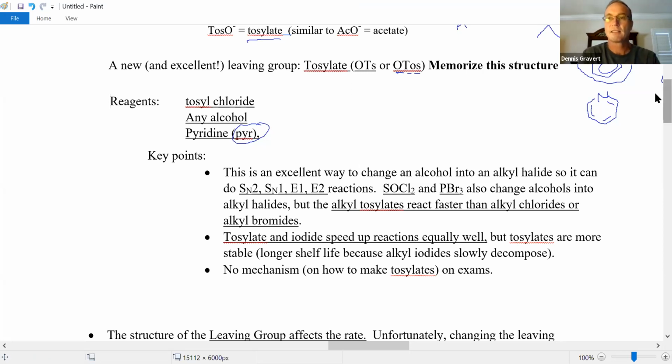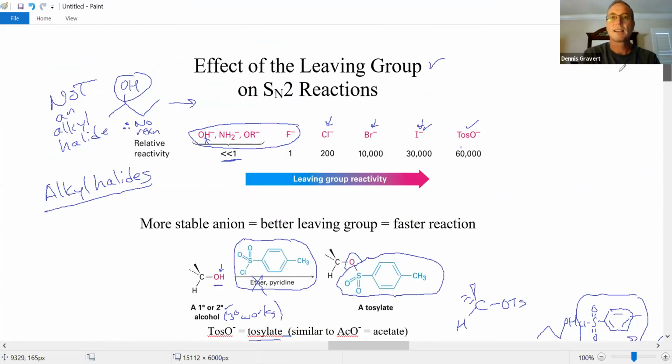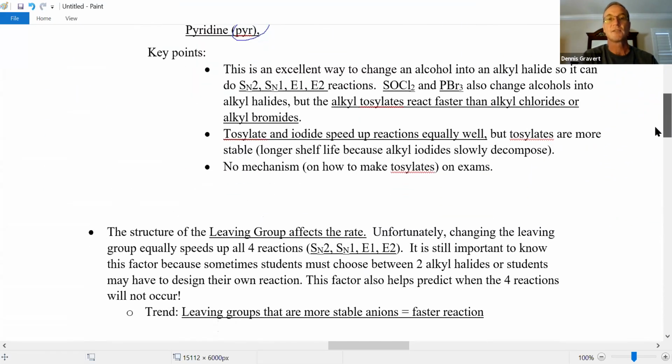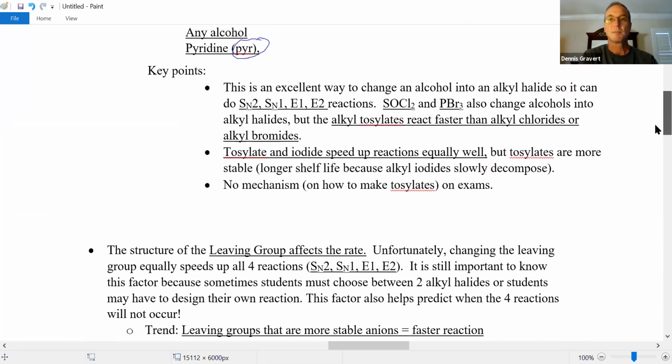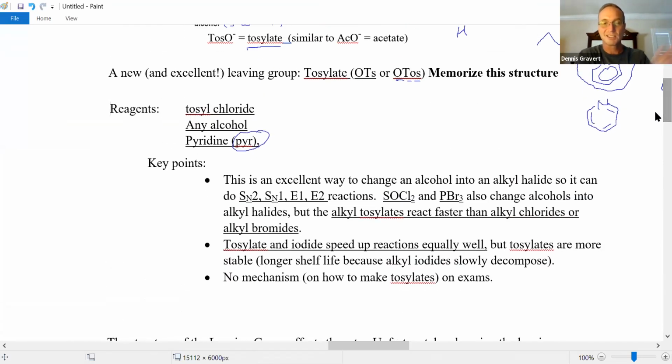And then you might say, hey, up here iodide's going 30,000 times faster than fluorine, tosylate's 60,000 times faster, so there's only a factor of 2. Tosylate's just twice as fast. Is that really worth all the extra work? There's one more advantage tosylates give you, which is that they have good shelf lives, meaning you can make a tosylate and put it on the shelf in the stock room. It's pretty stable. Alkyl iodides, though, slowly decompose. So you'll see more tosylates in Sn2 reactions than you will iodides.